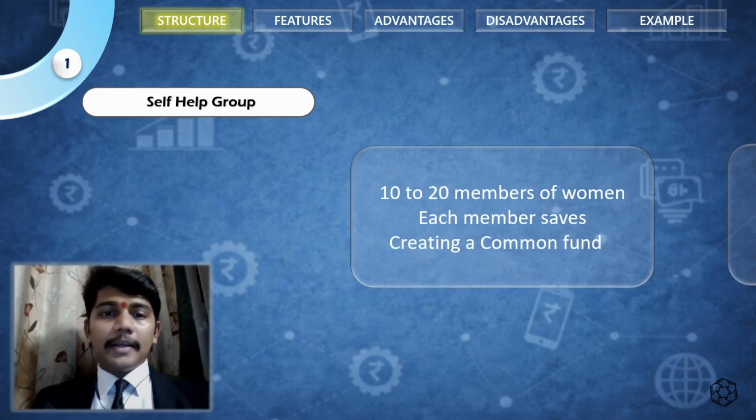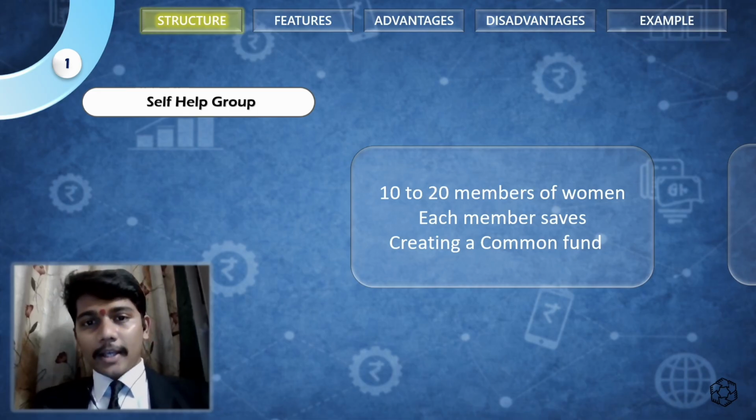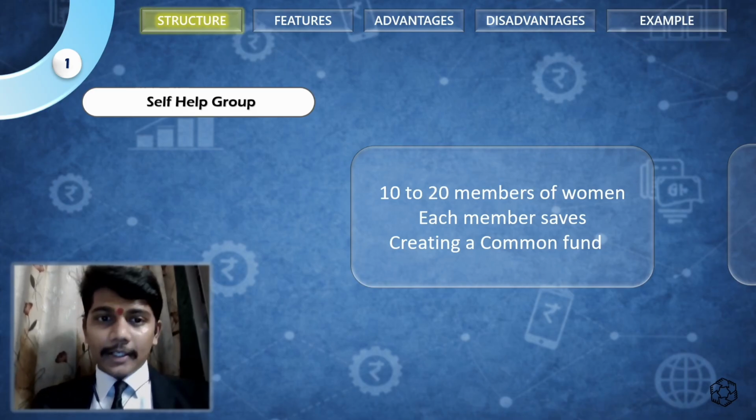So we can see, if we follow the structure, there are 10 to 20 members. People from the same village or the same area form a group. They do regular savings and internal lending within the group. Then, with trust, the bank opens the SHG self-help group account, and then the bank gives a loan to the self-help group. And this self-help group distributes the loan to the members. Moving towards the features.